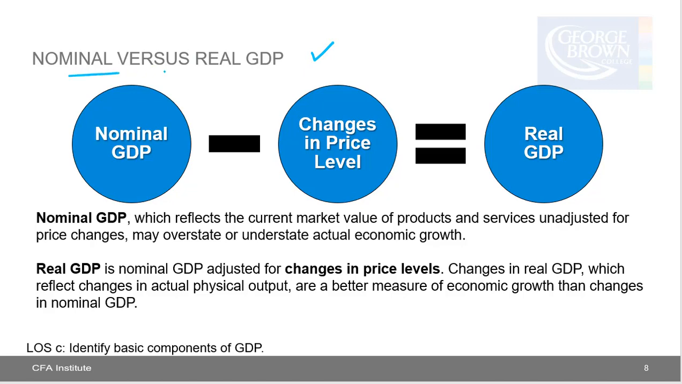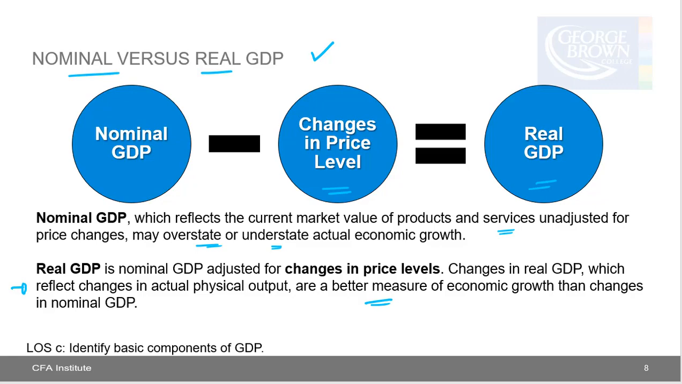Now this is an important slide, an important point. We're looking at nominal versus real GDP, okay? So nominal GDP minus changes in the price level equals the real GDP. Nominal GDP, which reflects the current market value of products and services, is unadjusted for price changes. It may overstate or understate the actual economic growth. Real GDP is nominal GDP adjusted for changes in the price levels. Changes in real GDP, which reflect changes in actual physical output, are a better measure of economic growth than changes in nominal GDP.